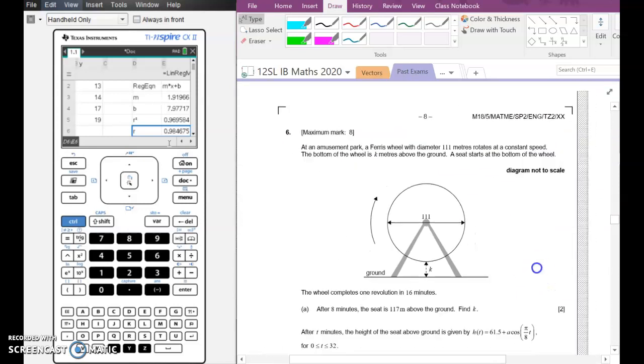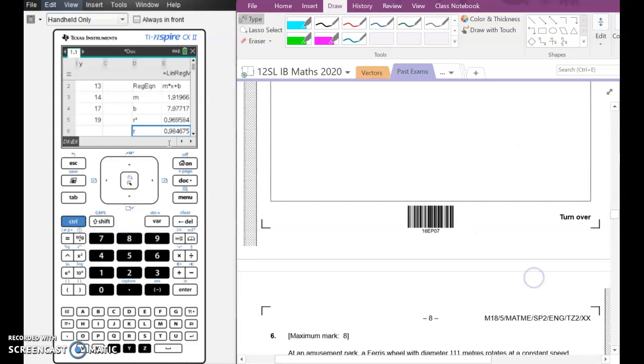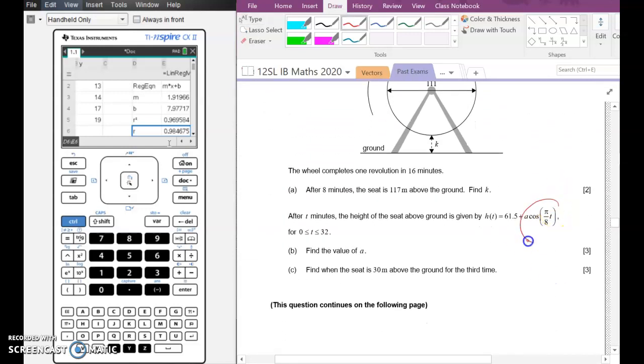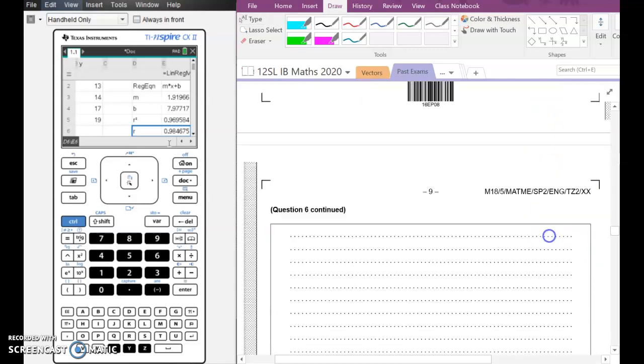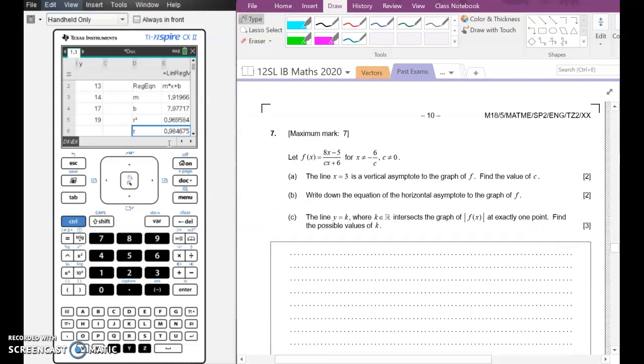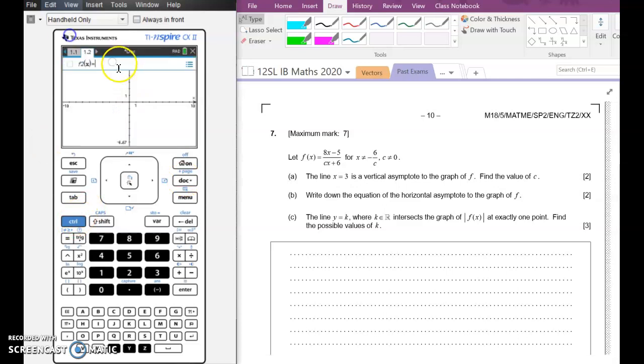Question 6 was, I think, straightforward. You just needed to interpret the question. There was nothing special about it. Make sure, again, you're in radians. Question 7 was actually a bit tricky. I'll show you why. On my calculator, I'm going to add a new page for a graph. Before I do that, I'll just do the whole question from start to finish.